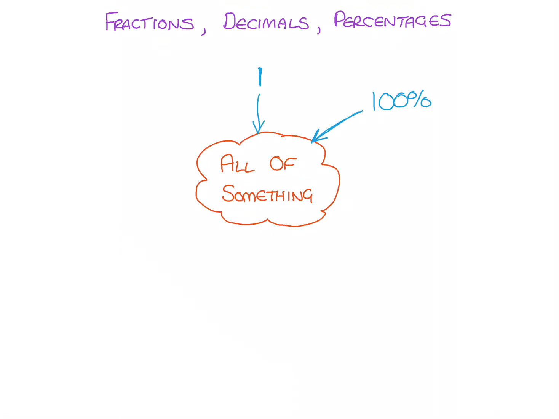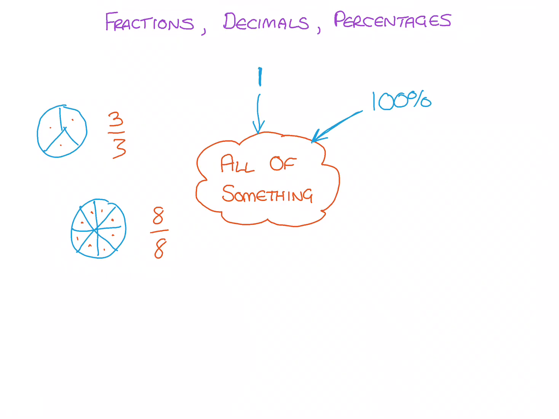Speaking of pizzas, speaking of cakes, whether I split this pizza up into 3 pieces, 4 pieces, or 8 pieces, if you have all of it, then you have every single piece. You have 3 out of 3, you have 8 out of 8, whatever it is, you will have a fraction that has the same number on the top as it does on the bottom. That will give you all of something. Also, it's worth noting that 3 divided by 3, 8 divided by 8, is actually the same as 1.